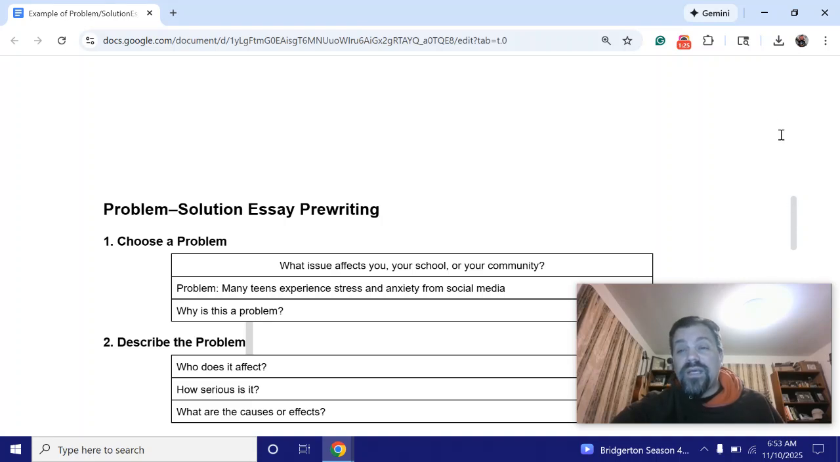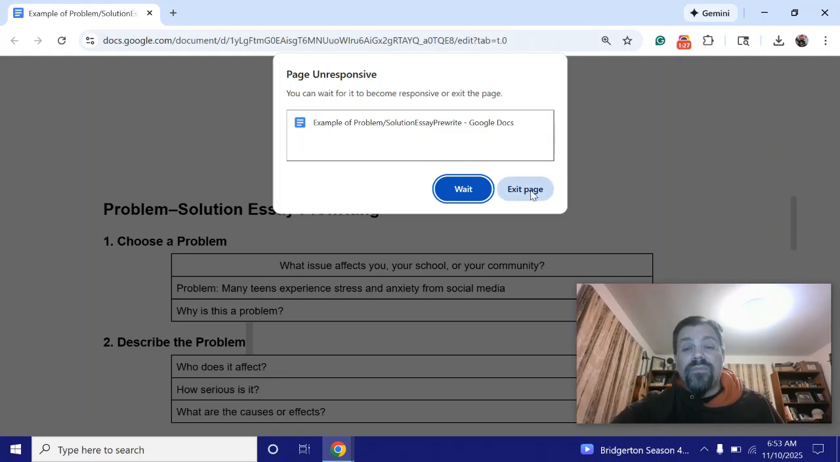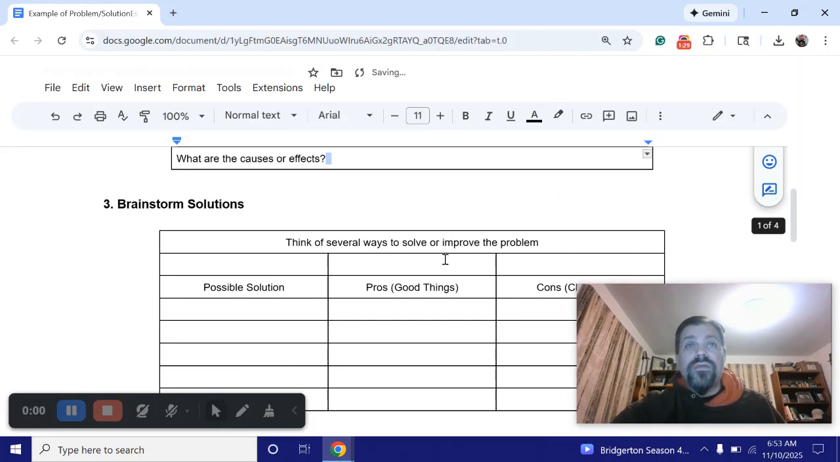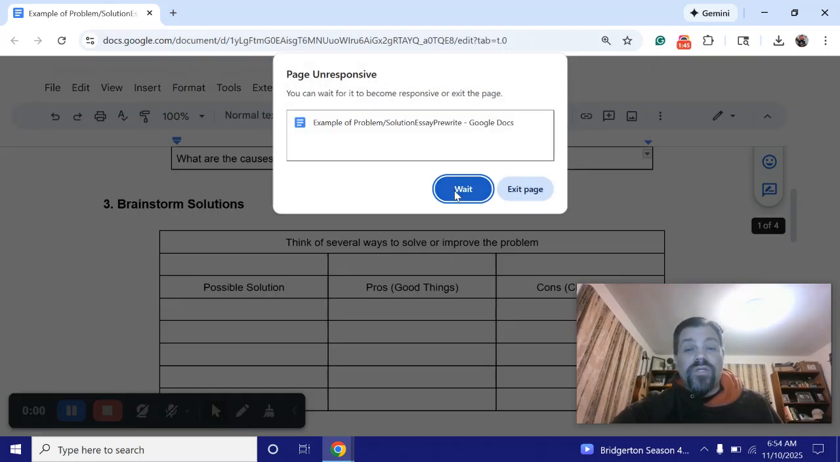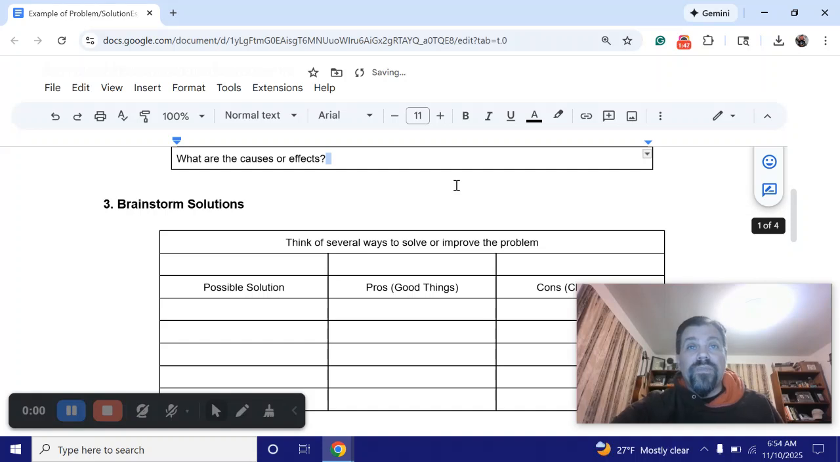Now the next thing for you to be thinking about is you have to describe the problem. So when you're going over it, it says this problem affects middle and high school students. Who does it affect? Is it pretty serious? Yes, it is. Why? Because there's cyberbullying, there's pressure, it can produce anxiety, poor sleep. Those are the causes and effects. Without change, mental health issues will begin to rise. Got all sorts of stuff.